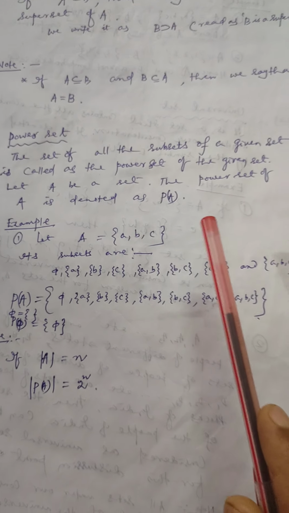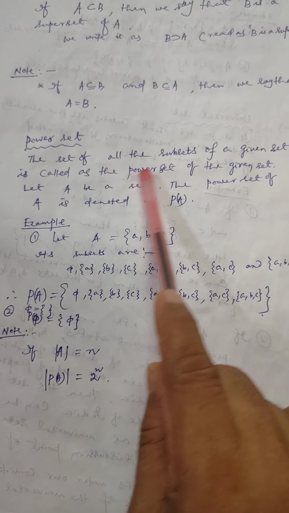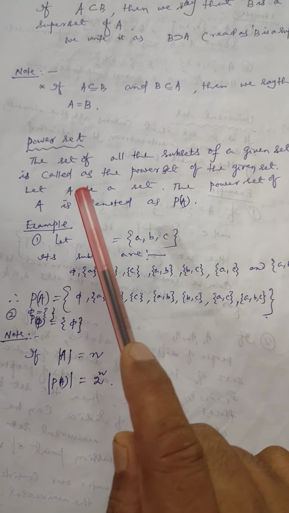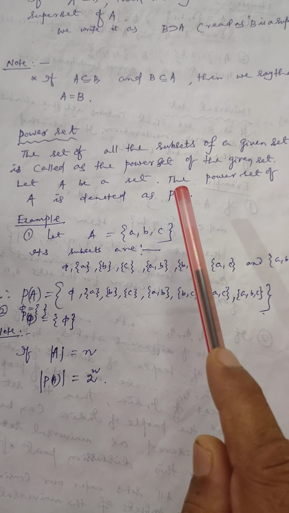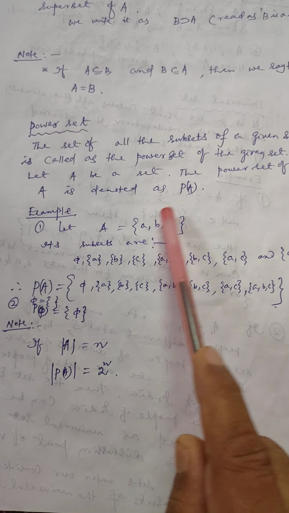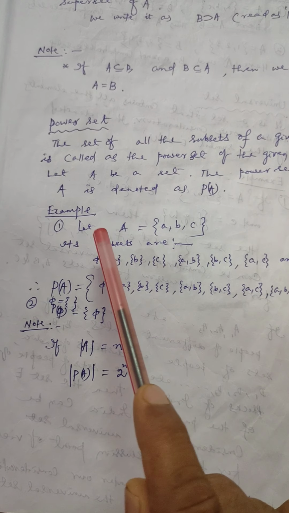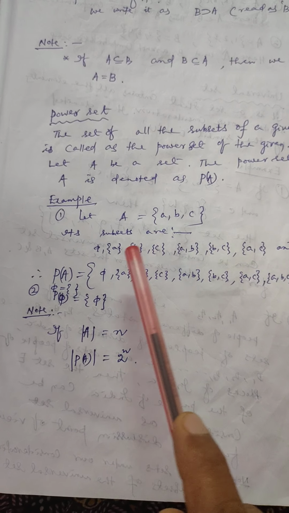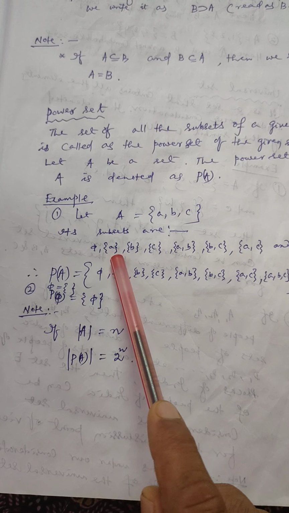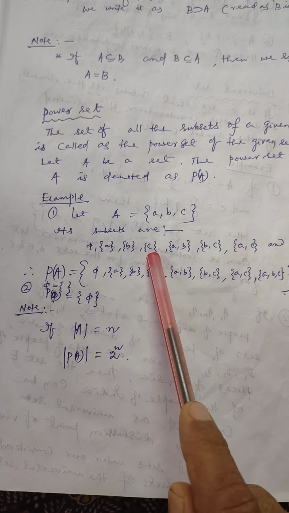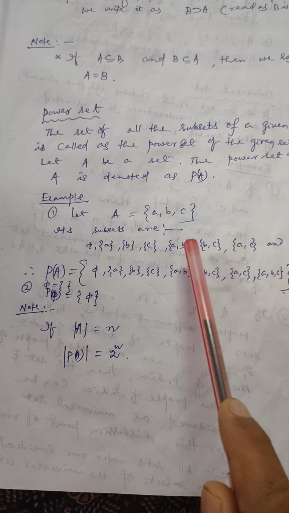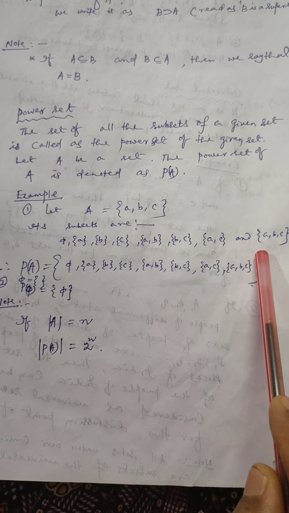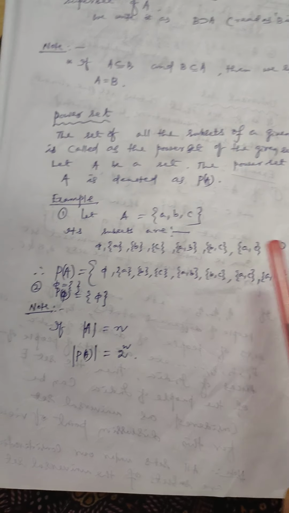Power set. Power set of a given set is the set of all the subsets of a set. Let A be a given set. The power set of A is denoted as P of A. Let A be the set consisting of elements a, b and c. Its subsets are phi, the set with element a, set with element b, set with element c, set with elements a and b, set with elements b and c, the set with elements a and c, and the set with elements a, b and c.